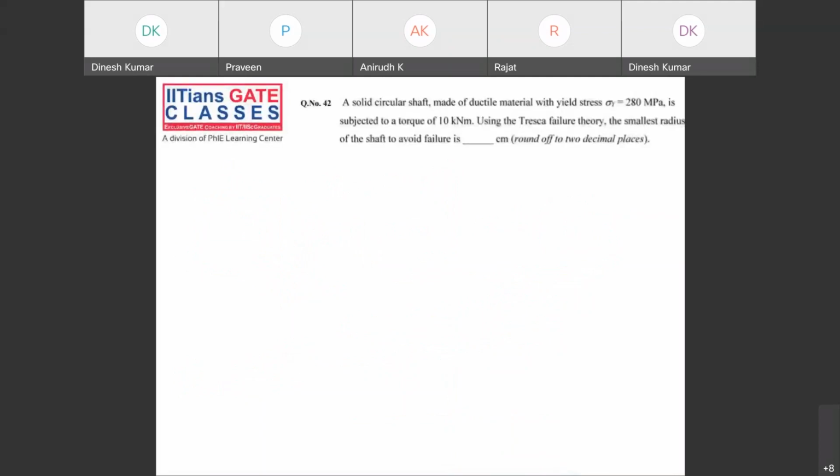What is given? A solid circular shaft made of ductile material with yield stress sigma y equal to 280 megapascal is subjected to a torque of 10 kilonewton meter. Using Tresca's failure theory, the smallest radius of the shaft to avoid failure is. So guys, we know in this case it's a solid circular shaft, so it's a case of pure shear.